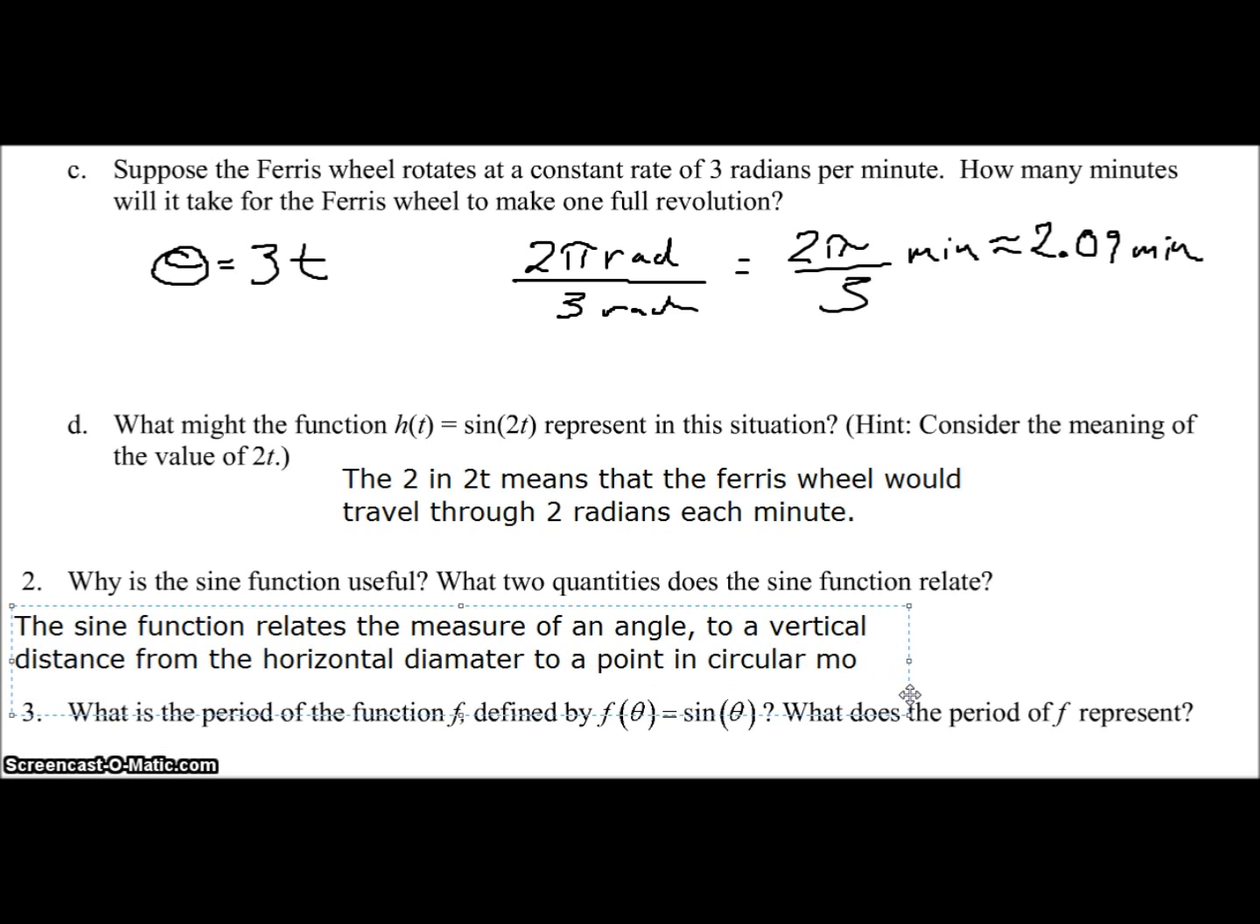It doesn't have to be circular motion necessarily. It could be something else. Let me read what the book wrote. The sine function is useful for modeling periodic behavior, including circular motion. The input of the sine function is an angle measure, and the output of the sine function is a vertical distance measured in number of radii, or the number of radius lengths.